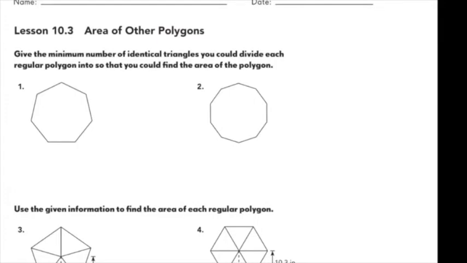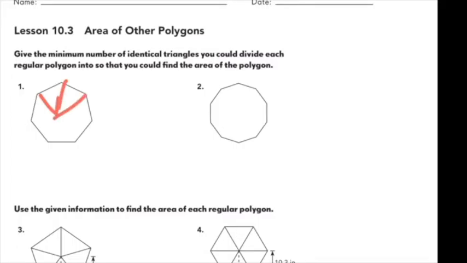Right, lesson 10.3, area of other polygons. If you look at the first part, it says give the minimum number of identical triangles. All you have to do is count up the sides. But if you want to draw out the triangles, you put a dot at the center, and then you connect to the vertices, and that'll give you your number.